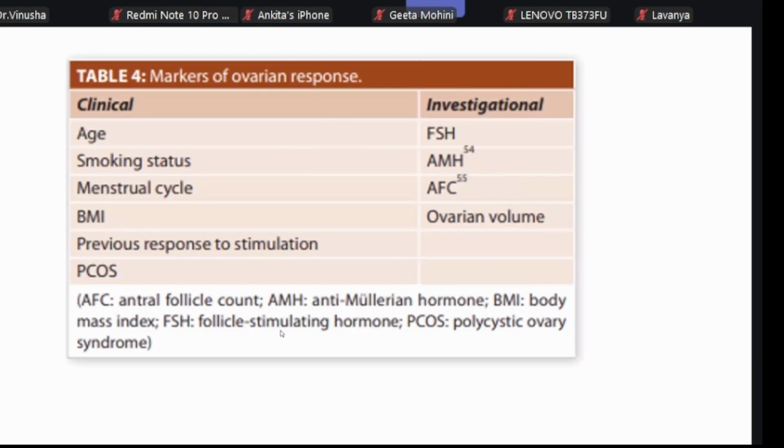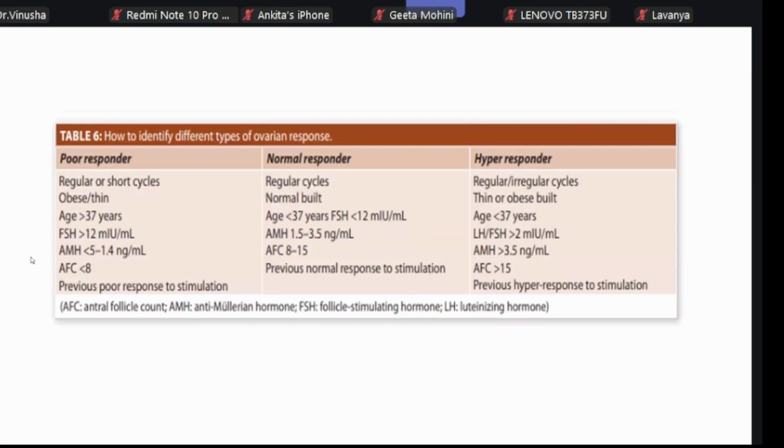So these are the markers of ovarian response. The main thing is the age, BMI, and if they have already done one stimulation, how was the previous response to stimulation, the number of follicles, that is AFC, AMH, and the FSH on day 2. These are the main things which determine the response to stimulation.